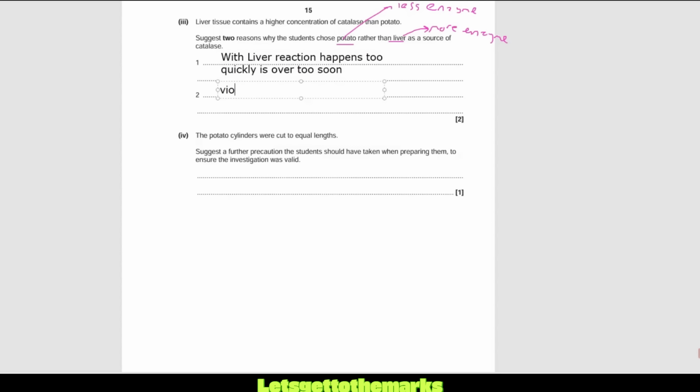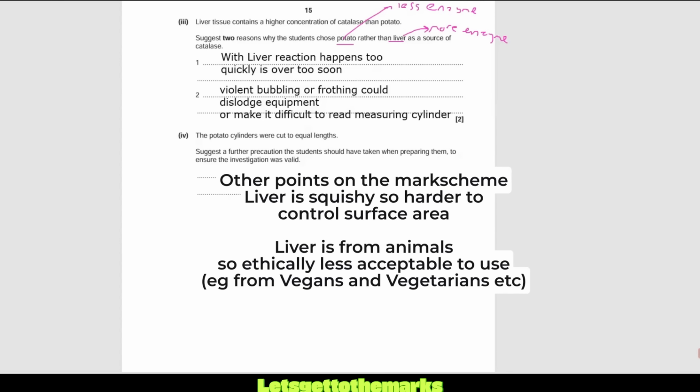Violent frothing or violent bubbling could dislodge equipment, or make it difficult to read the measuring cylinder. So it could bubble up in the measuring cylinder and dislodge the delivery tube. It could fill up with froth from the liver. If it happens too quickly and it's over too soon, I think they were trying to do every 30 seconds for 3 minutes. Well, if it's over in a minute, then you can't do that, can you? So all of these could be viable answers.